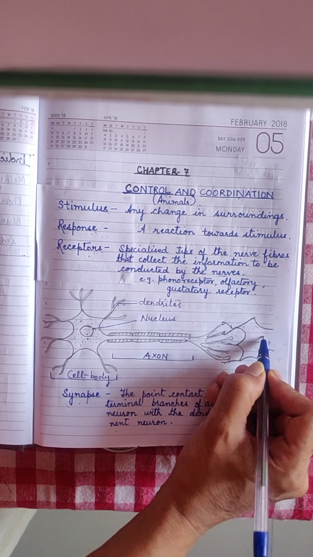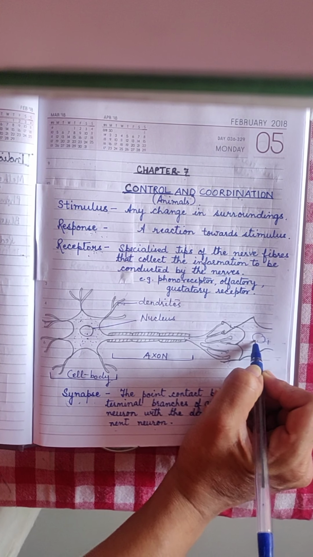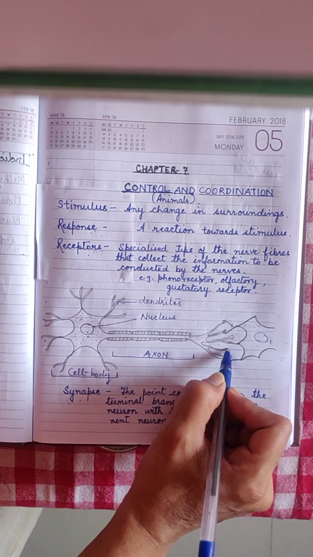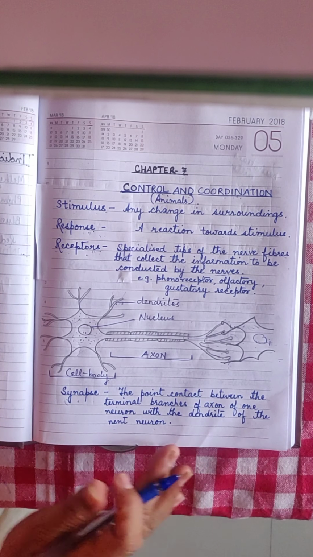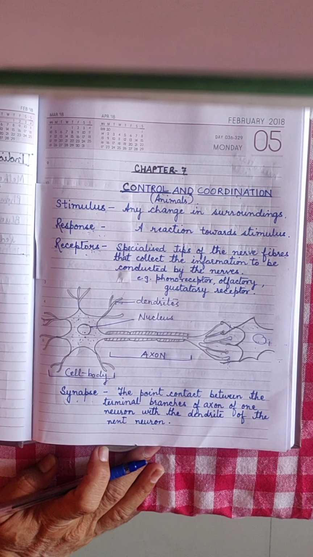Again, in the cell body of the next neuron, an electrical impulse will be generated, and this is how the nerve impulse is carried from one neuron to the other, then to the other, then to the other, and finally either up to the spinal cord or to the brain.